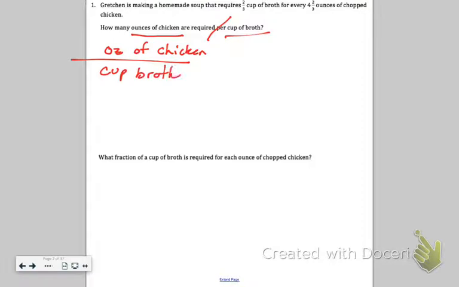These labels are really important for your organization of your work. So I know that my ounces of chicken go in my numerator, which is 4 2/3. 4 2/3 ounces of chicken over 2/3 a cup of broth. All right. So what I'm going to do with this is just turn it into a division sentence. I'll set this up as 4 2/3 divided by 2/3. Remember, we do our numerator divided by our denominator.